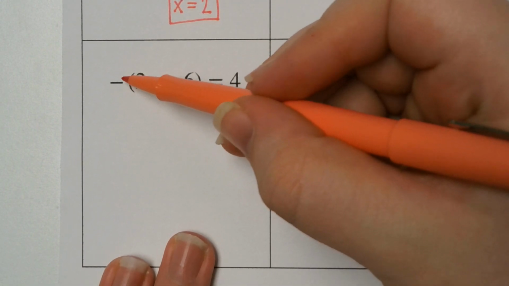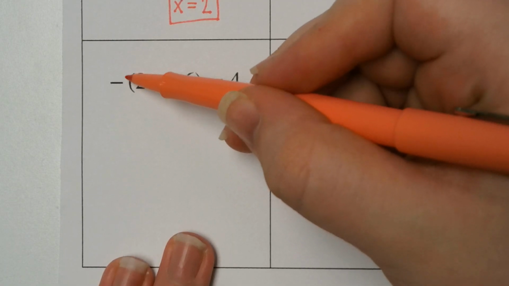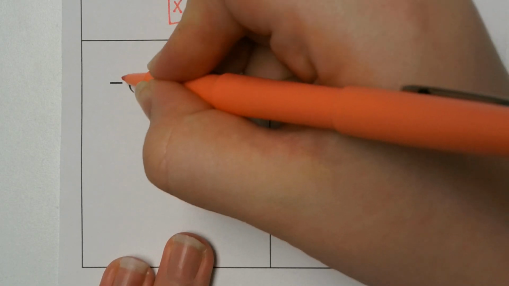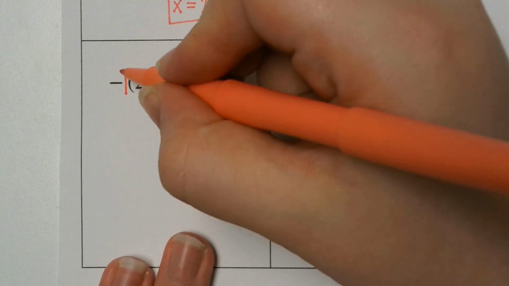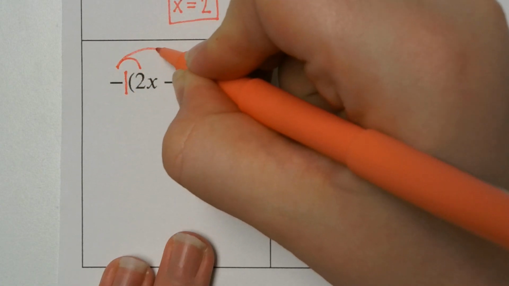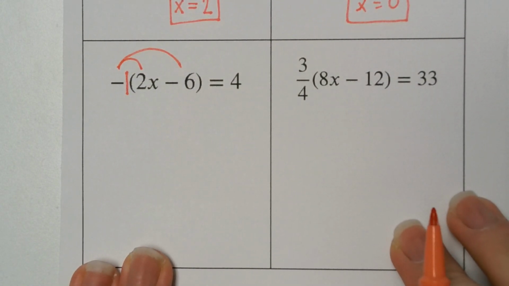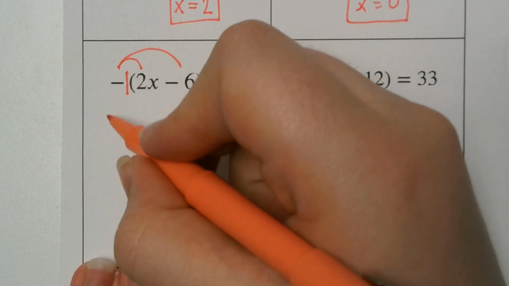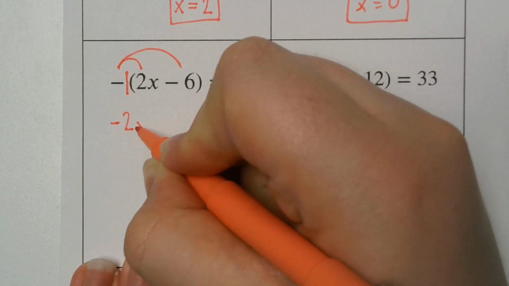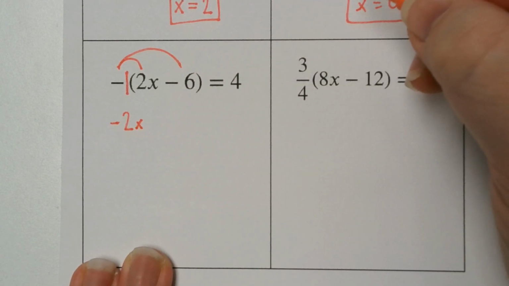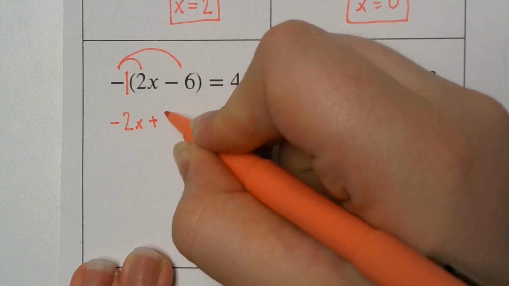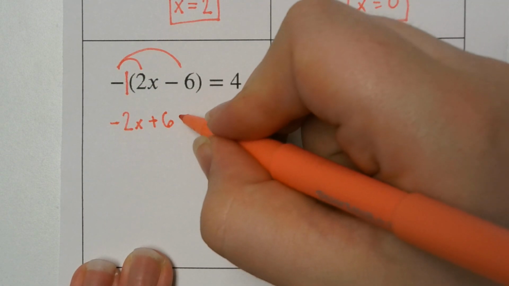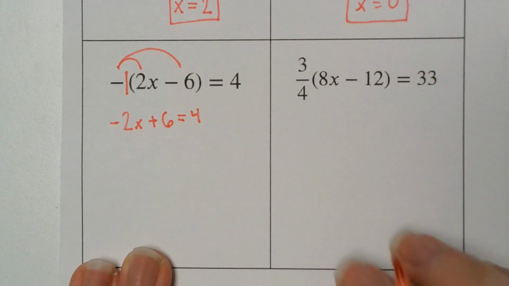So we have a negative in front of our parentheses. What number goes there? Yeah, this -1. And then 2x minus 6 inside the parentheses equals 4. So that -1 we have to take and distribute to both of those. So -1 times 2 would be -2x. -1 times -6 would be +6 equals 4.